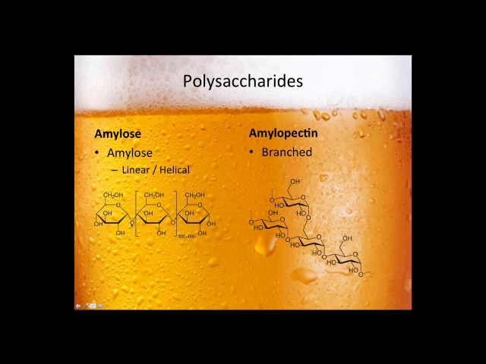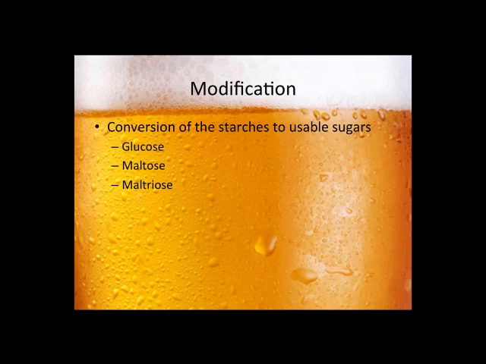Here we have a series, hundreds and thousands of 1,4 glycosidic bonds. The 1 carbon attached to the 4 carbon. Here we have the 1 attached to the 4, but we also have a 1 carbon attached to the number 6 carbon. So the amylopectin has 1,4 alpha bonds and 1,6 bonds. So the goal is to convert these starches to usable sugars. Glucose, maltose, maltotriose, those are the ones that the yeast can easily ferment.